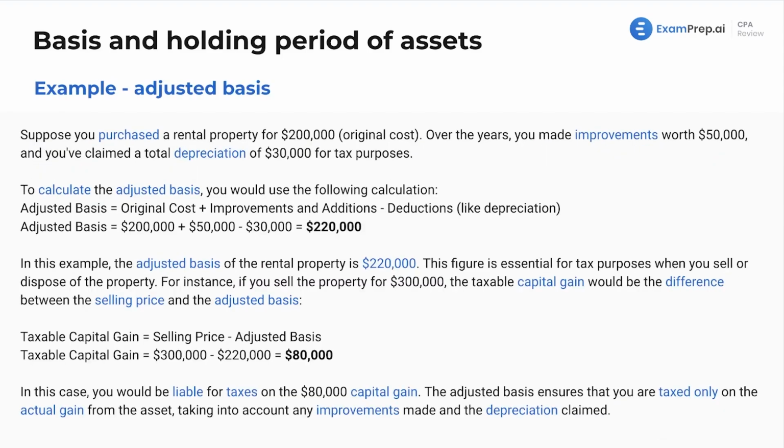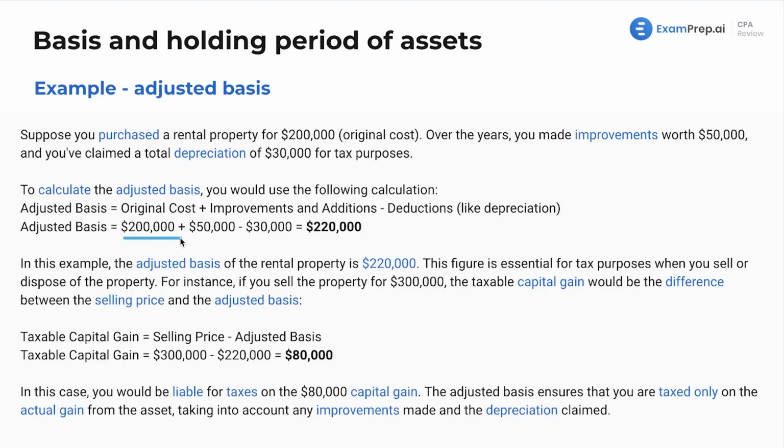Here's an example. We've got adjusted basis here. Suppose that you've purchased a rental property for $200,000. That was its original cost. But over the years, you made improvements worth $50,000 and you've claimed total depreciation of $30,000 for tax purposes. Now, we don't know the time frame here, but we're also not worried about it. It's not saying in year two or year three or anything like that. We're not worried about it. Just what's the adjusted basis based on what we know?